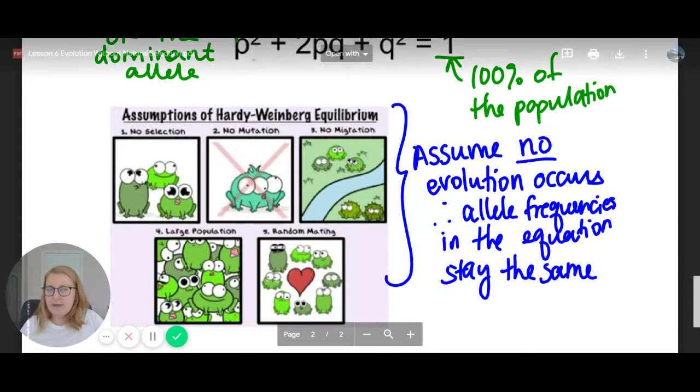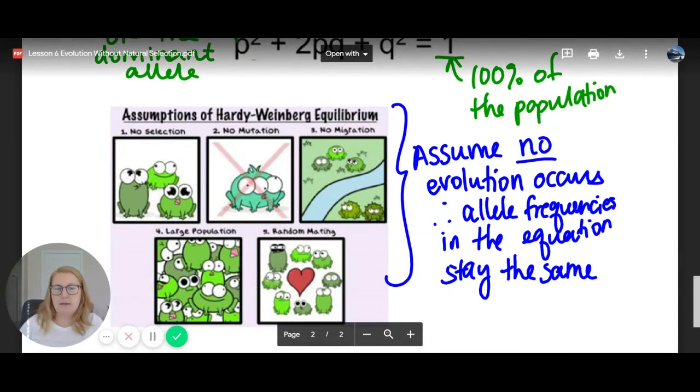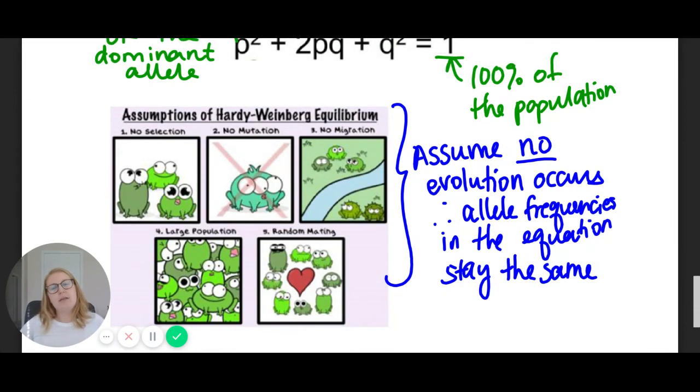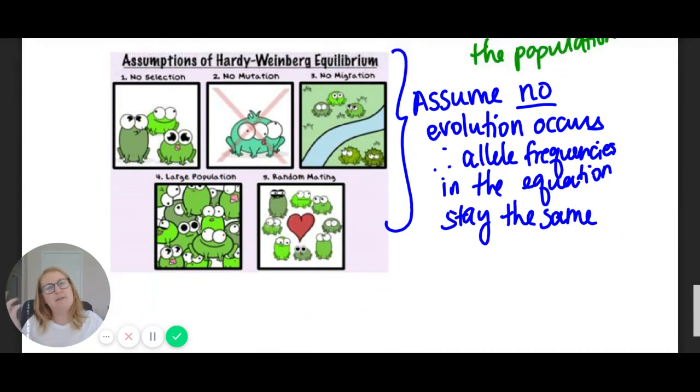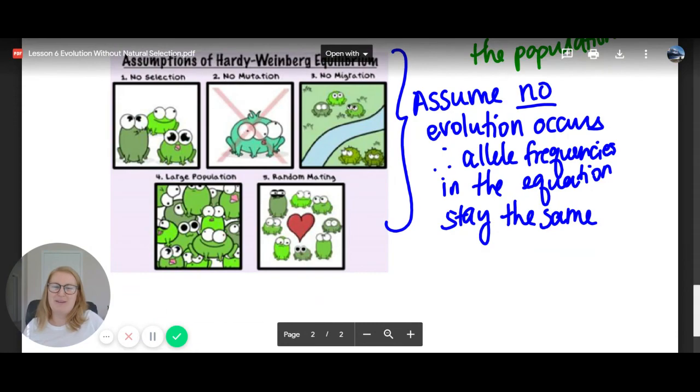Again, I'm not going to be testing you on this. I just like to put it here to introduce to you that there is a mathematical way to understand evolution within a population. So don't worry as much about this one, but if you take it in the future, you'll be able to do some calculations with it.